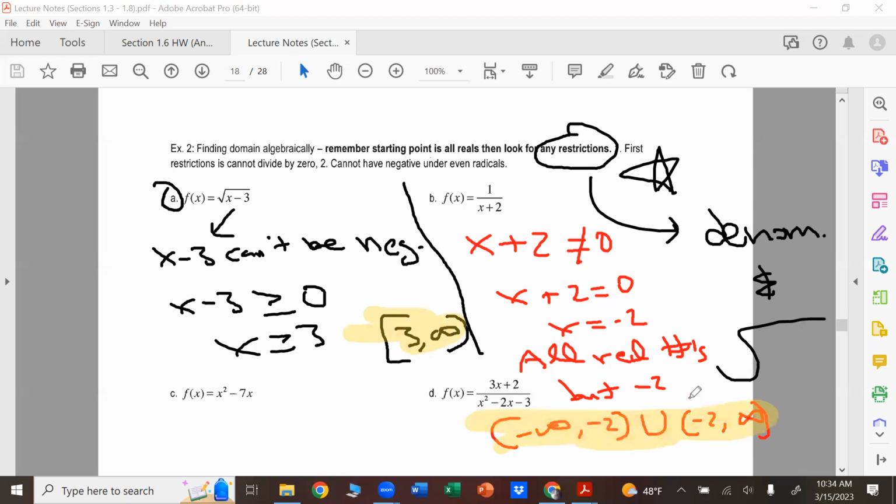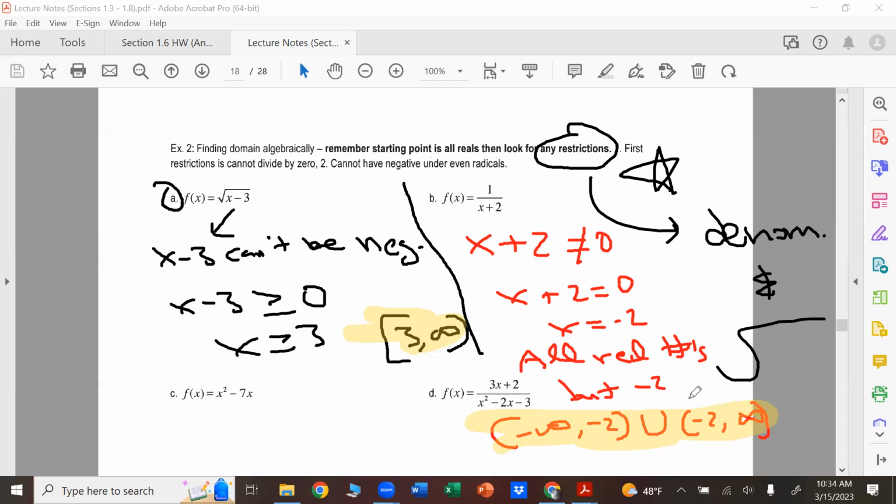Part A had a radical, more specifically a square root. Cube root, you've been fine. You can cube root negatives or odd root negatives. Even root, that's an issue. You can't even root negatives, otherwise it would not be real. So you have to make sure the expression underneath the radical is positive or 0.